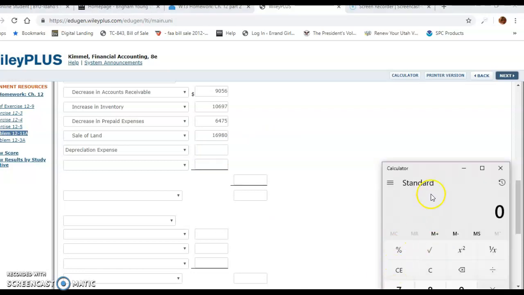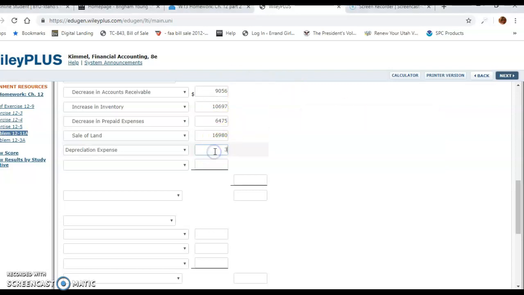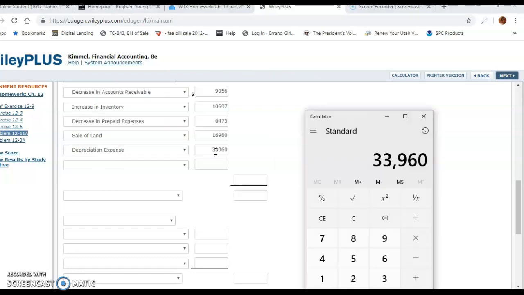So that's what I'm going to do. I'm going to take the 11,320 plus 22,640. And that's what I'm going to put in here: 23,960. Now I just want to remind you, I'm not sure if I'm doing this right. And I'm just starting, so you'll just have to take it for what it is.